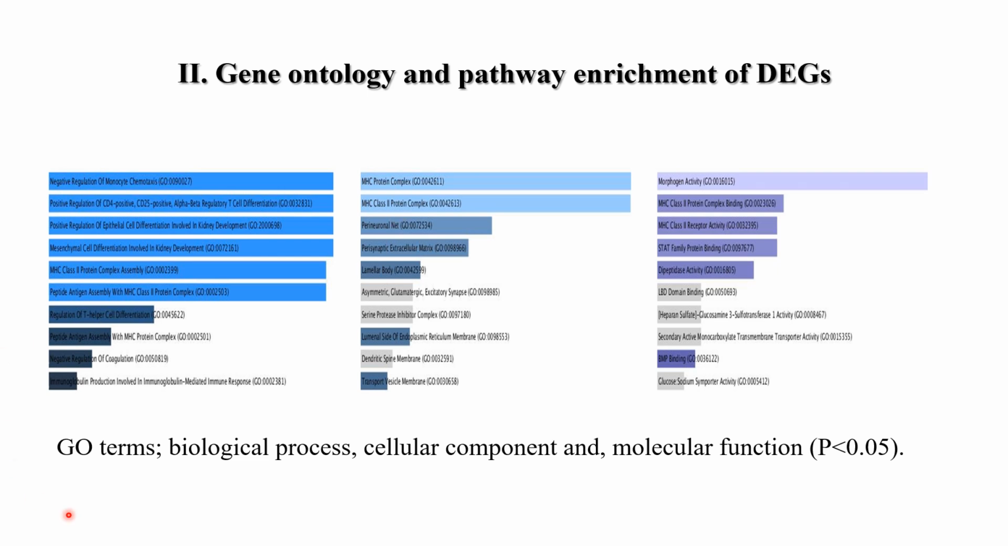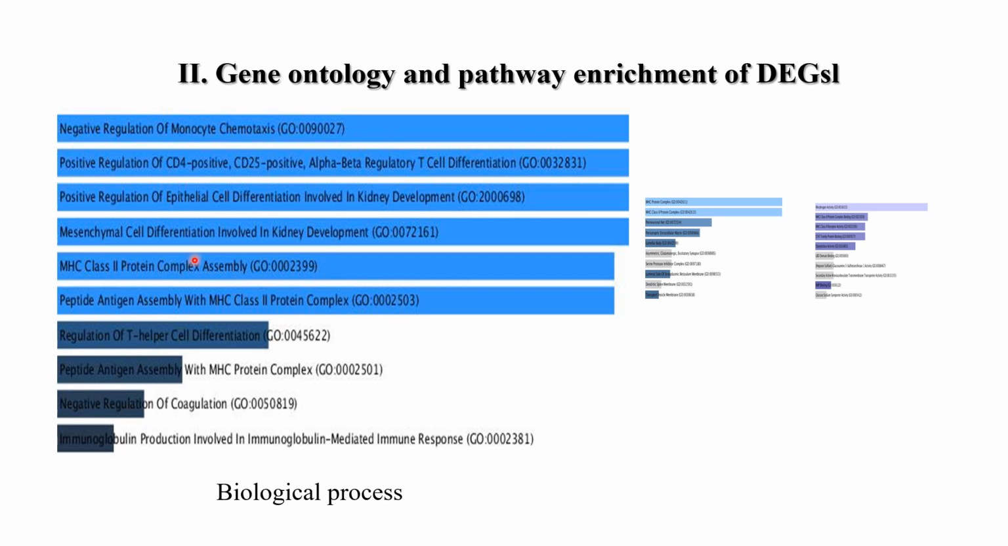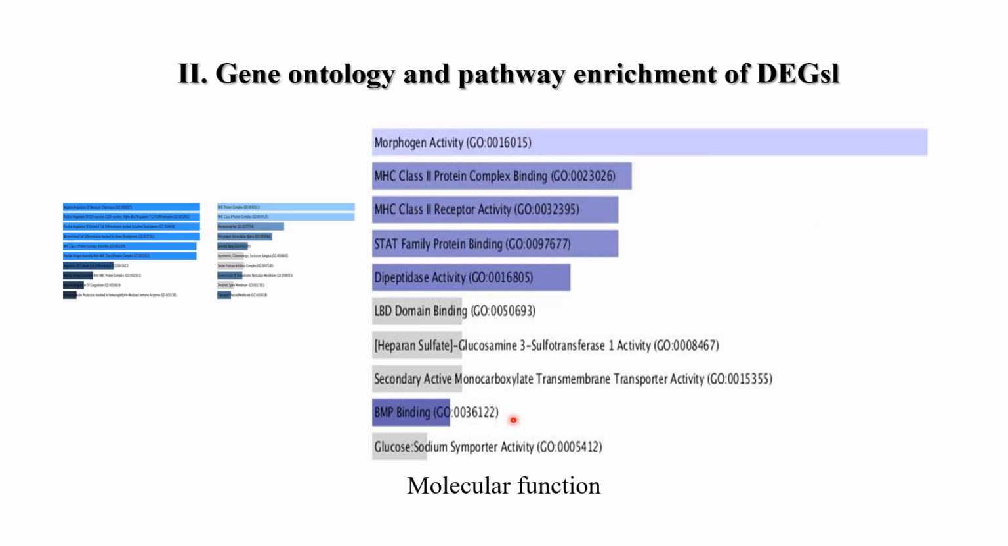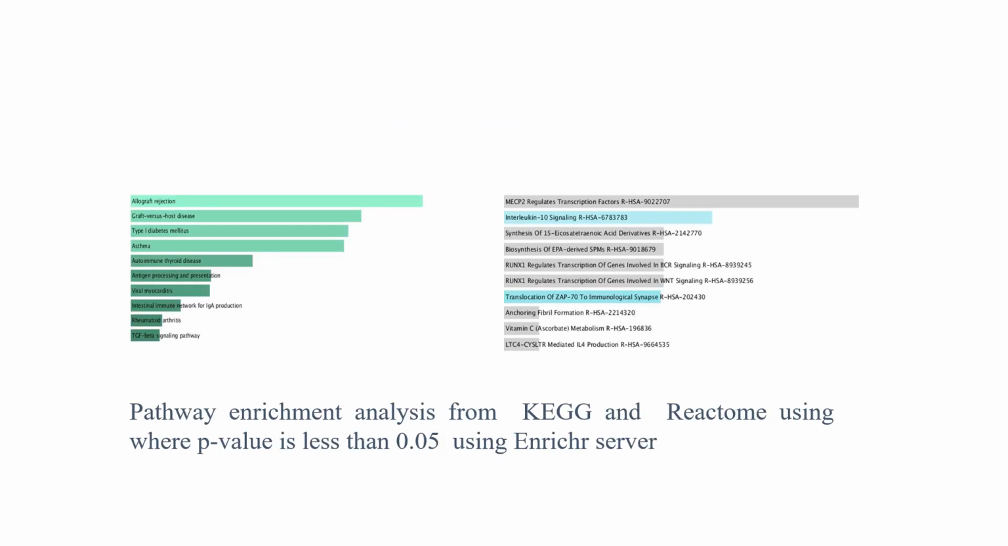So GO terms. In GO terms, we see three types: biological process, cellular component, and molecular function. In the biological process, we clearly see that negative regulation of monocyte chemotaxis is the top rank, and in cellular component, MHC protein complex is first rank. Also, we see that morphogen activity is top in the molecular function.